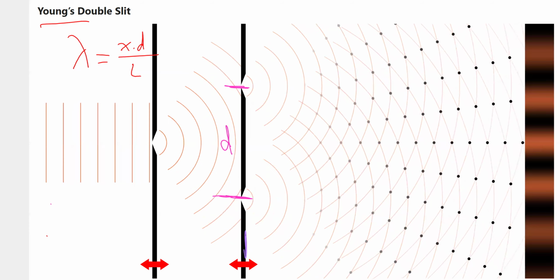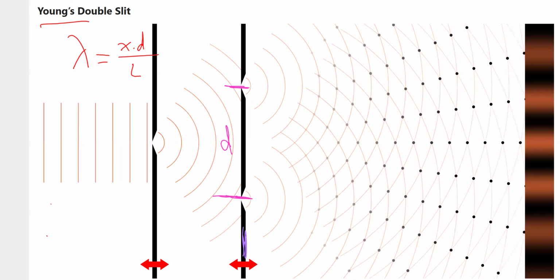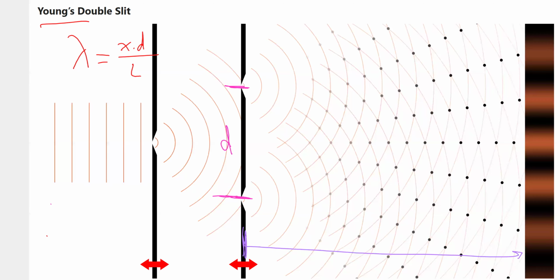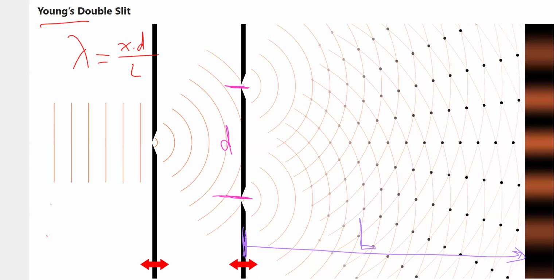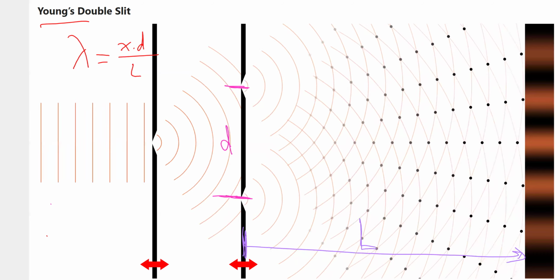And the distance between this line here and the screen, this distance, we call it what? L. So this one is called L. And now it is X.